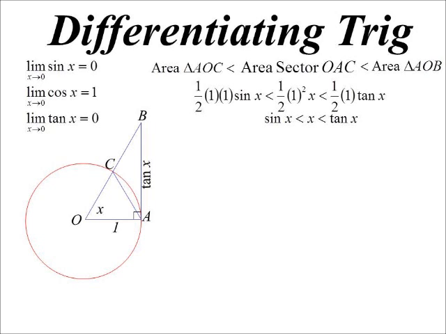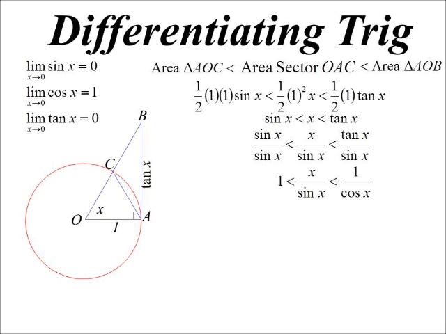The angle's got to be in radians, remember, because we're using our half r squared theta formula where the angle had to be in radians. So when we're talking about radians, the angle at the centre will always be between the sine of the angle and the tan of the angle. I'm going to divide through everything by sine x. Now, sine x on sine x, of course, will just be 1. Tan x on sine x will be 1 on cos x. And then the middle bit, which I'm actually interested in, is the x on sine x.